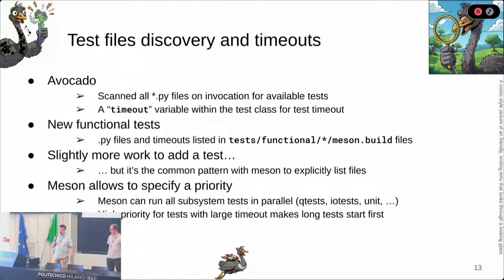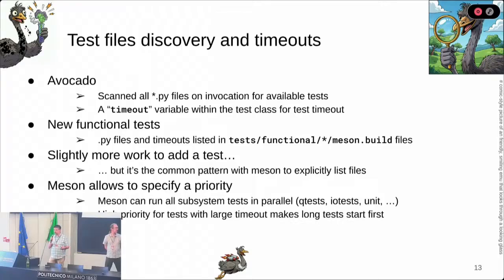So you've got a folder with .py test files. The first thing you need to tackle is how you decide which files should be handled in your test framework. Avocado simply scanned all .py files in a folder and looked for tests in there, and then read this timeout variable from the files and used it to cancel the test after a while. In the new functional framework, we are doing it the Meson way. So you now specify the list of tests that you want to run and the timeouts in the meson.build file, which looks like a little bit more work at first, but it's simply the way Meson works.